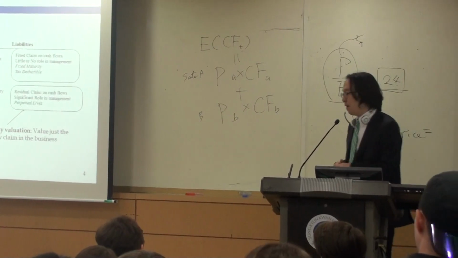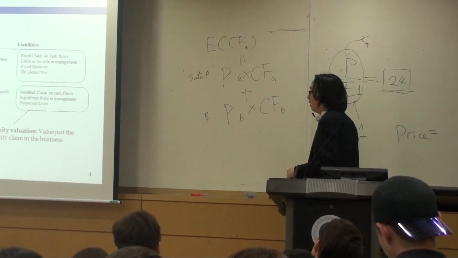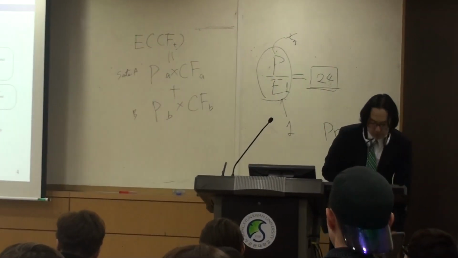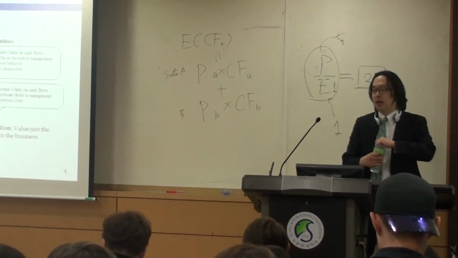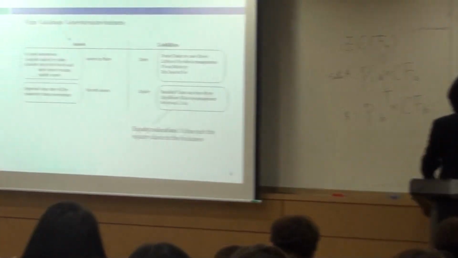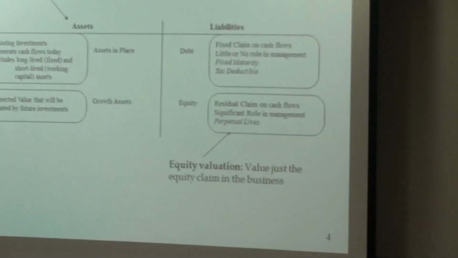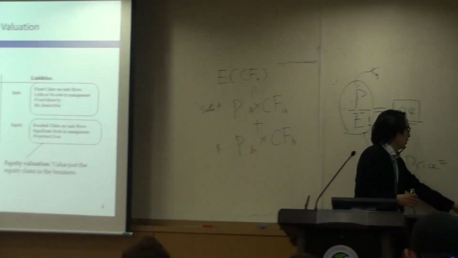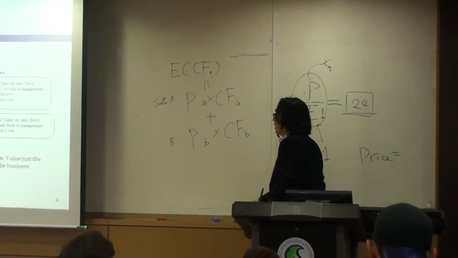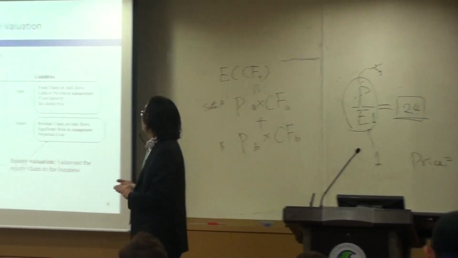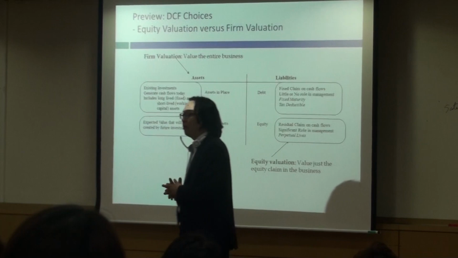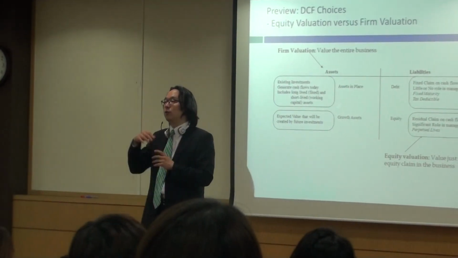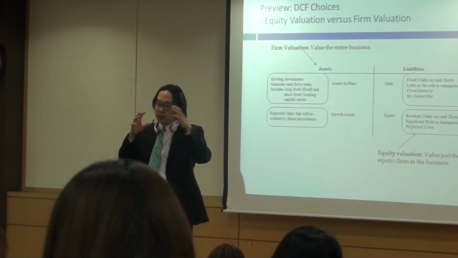DCF valuation, you have roughly two categories of valuation here. When you look at the balance sheet of your company, the first one is called the firm valuation. The second one is called equity valuation. So it's a choice between whether you will focus on the asset side or the equity side.